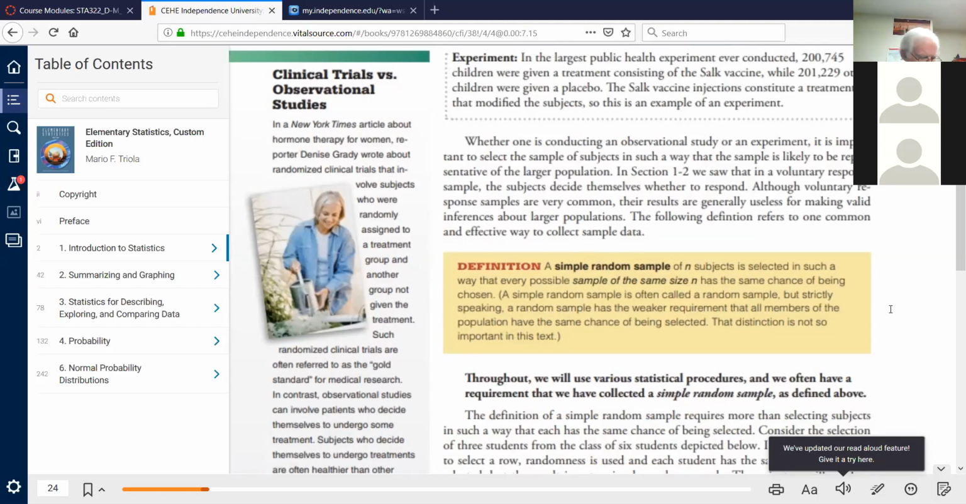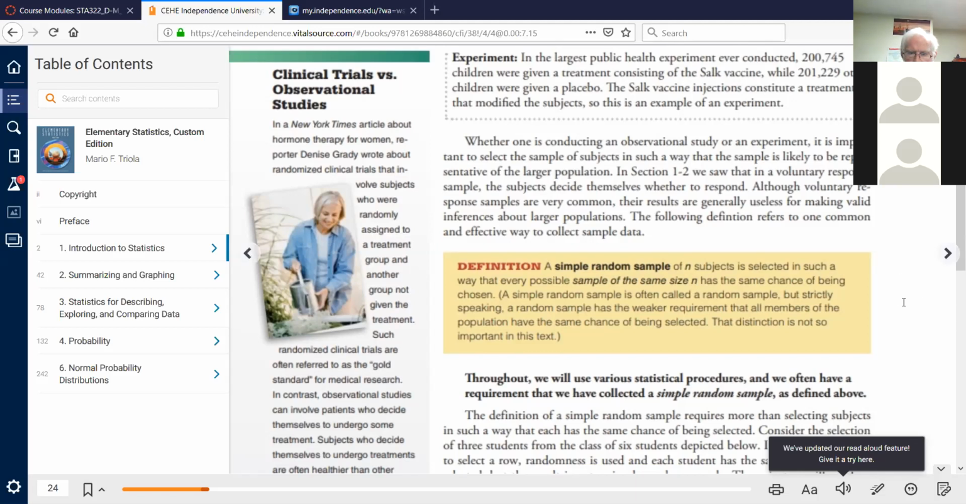some more definitions, and so one of them is, when you're doing some sort of study, especially when we're doing surveys, a simple random sample is that we select our subjects in a way that every possible sample of the same size has a chance to be chosen. In other words, everybody that could be a part of the study of our population that we're looking at has the same chance of being included.